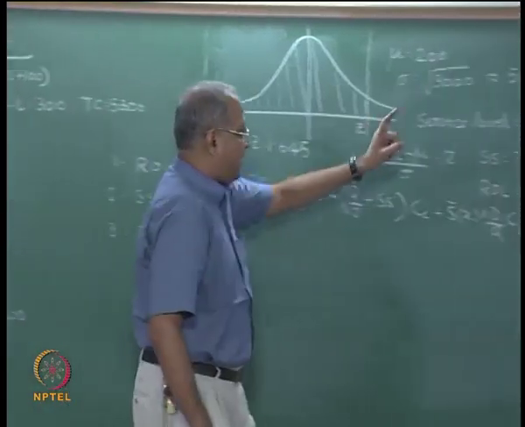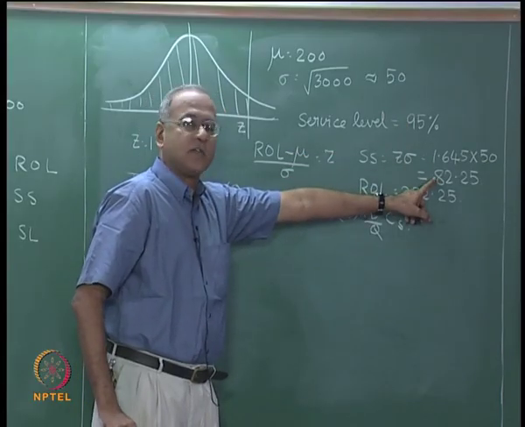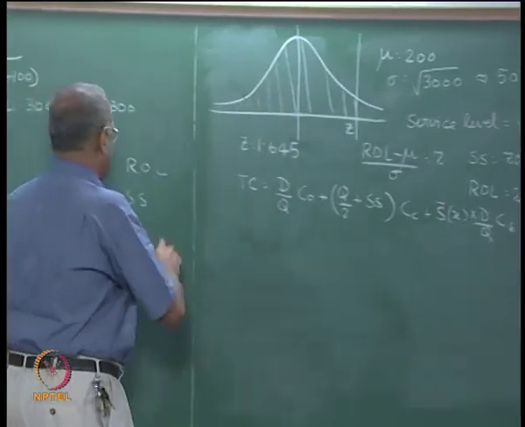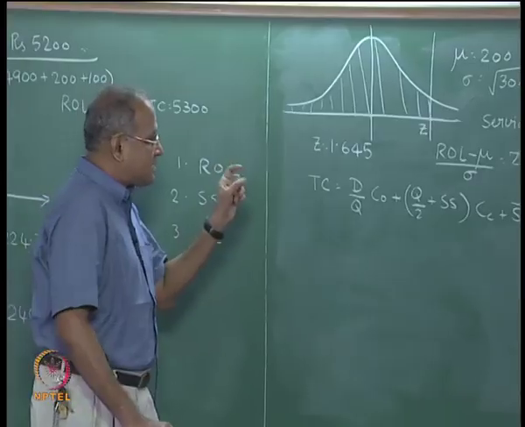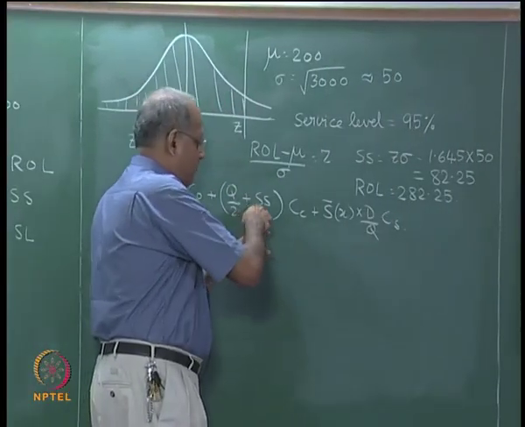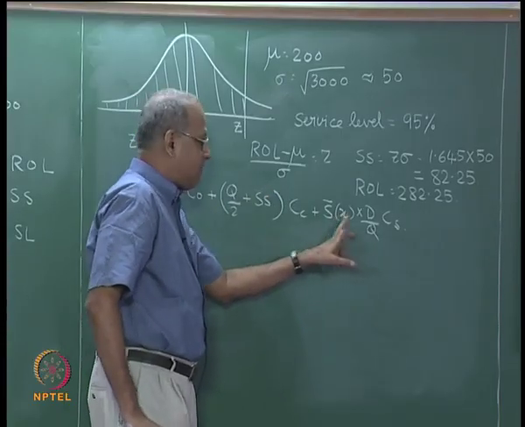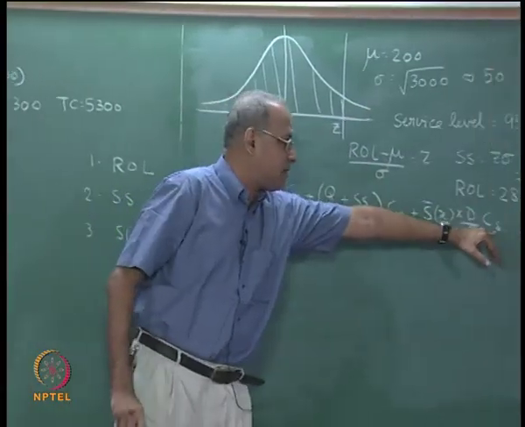We have seen the relationship among all of them. Now, here we defined a service level of 95%, for which we found out a safety stock of 82.25, which gave us a reorder level of 282.25. Now, once this safety stock is computed, from this safety stock we can find out the expected shortage, and then we can multiply it with the given shortage cost to find the shortage cost.